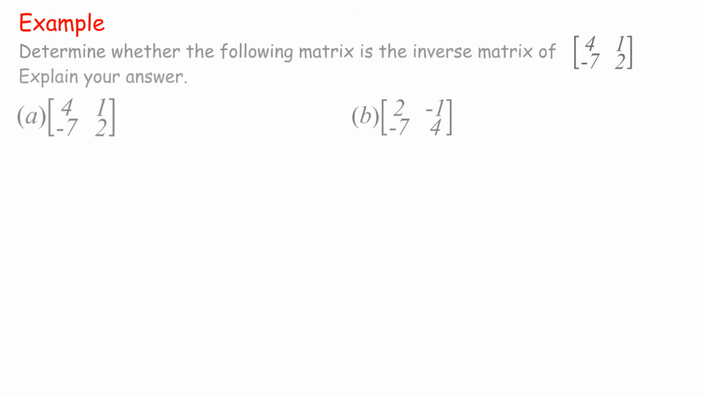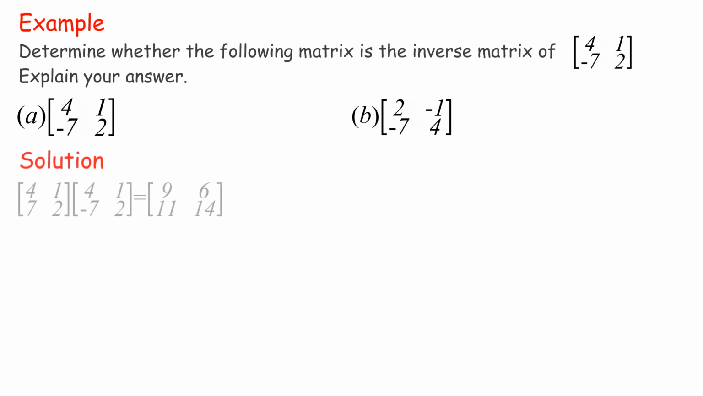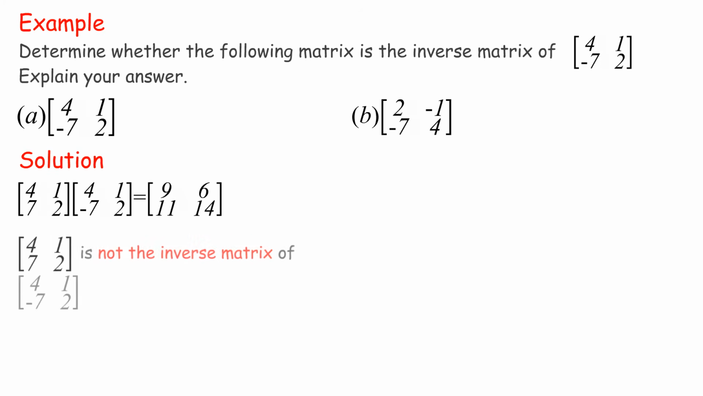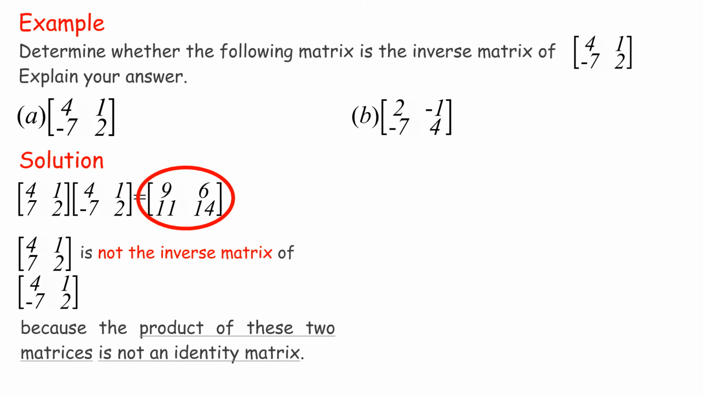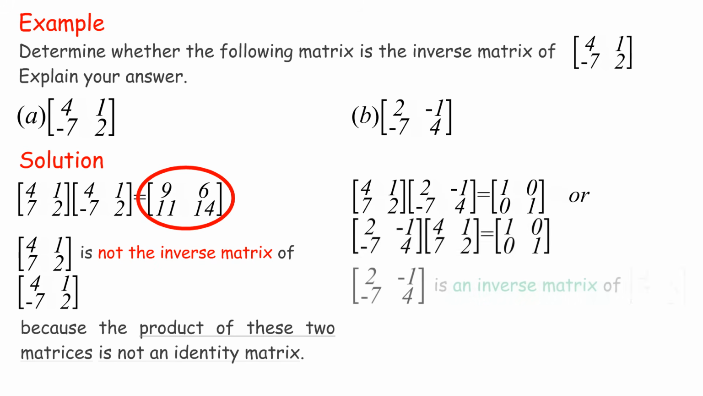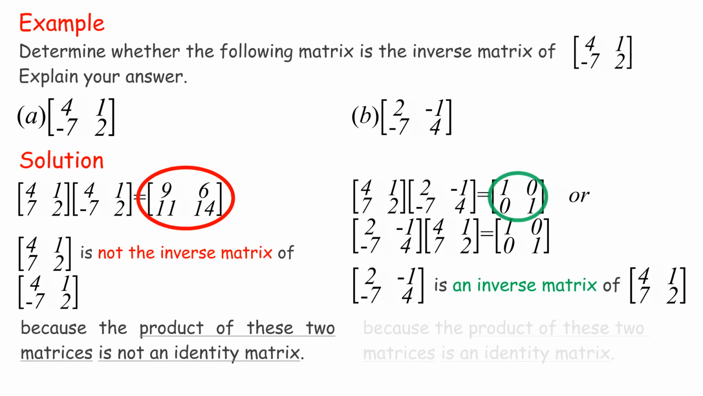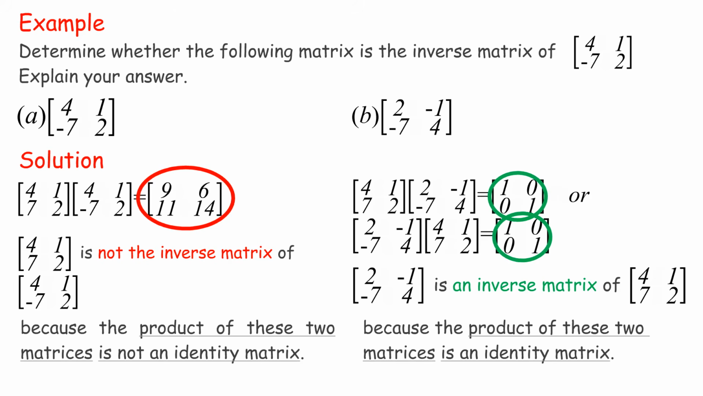Example: determine whether the following matrix is the inverse matrix of the given matrix. Explain your answer. Solution: A. The matrix is not the inverse matrix, because the product of these two matrices is not an identity matrix. B. The matrix is an inverse matrix, because the product of these two matrices is an identity matrix.